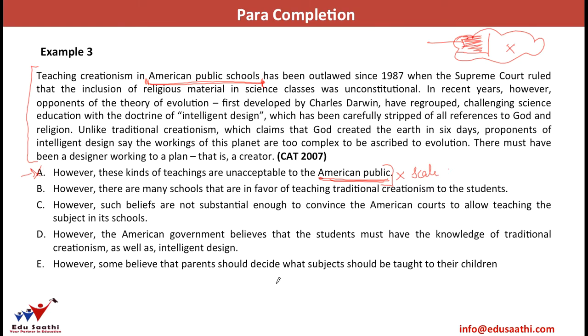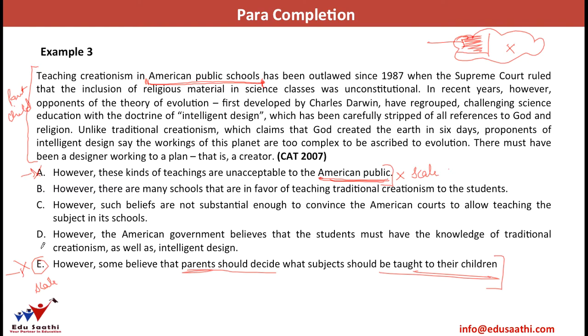Likewise, if I come to option number E, parents should decide what should be taught to children. Neither are we talking about parents, nor are we talking about children. It goes beyond the passage. And since it's violating the scale again, I'll remove this option from my alternative list as well.